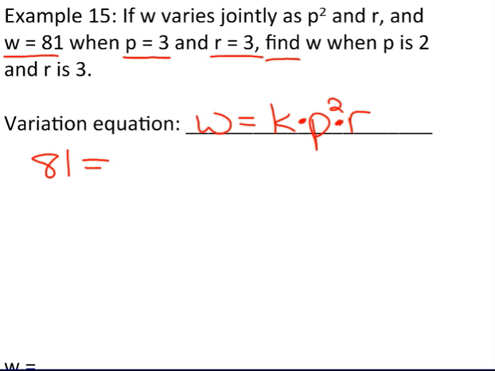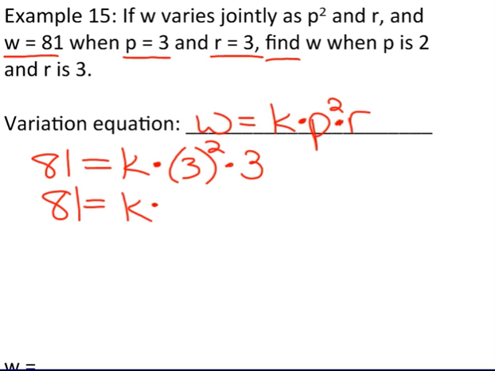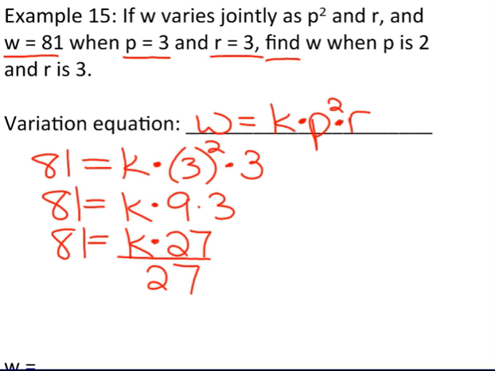So 81, we don't know what k is, we have to find it. P squared times r is equal to 3. So we've got to solve for k. 81, k times 3 squared is 9. 81 is equal to k times 9 times 3 is 27. Divide both sides by 27. And we get k is equal to 3. Another 3. Coincidentally, it doesn't happen like this all the time.